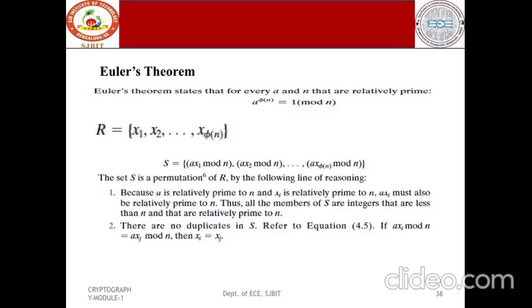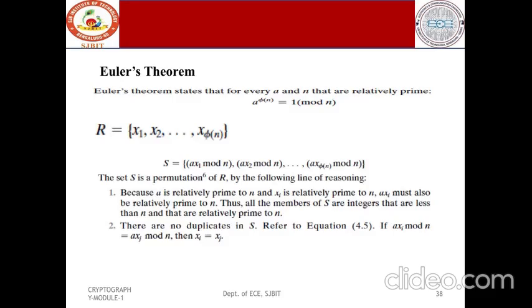So φ(n) is the number of positive integers less than n that are relatively prime to n. Consider the set of such integers labeled as R is equal to x1, x2 till x φ(n). Each element xi of R is a unique positive integer less than n with GCD(xi, n) equal to 1. Now multiply each element by a modulo n. S is equal to ax1 mod n, ax2 mod n, ax φ(n) mod n.